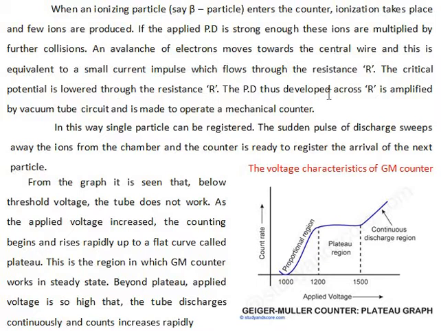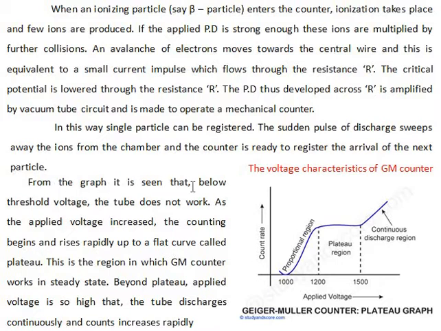The potential difference thus developed across R is amplified by a vacuum tube circuit, and it is made to operate a mechanical counter. The electrons produced due to ionization move towards the tungsten wire and are counted as a pulse in the counter. In this way, a single particle can be registered. The sudden pulse of discharge sweeps away the ions from the chamber and the counter is ready to register the arrival of the next particle. Okay, so let us see the characteristic.